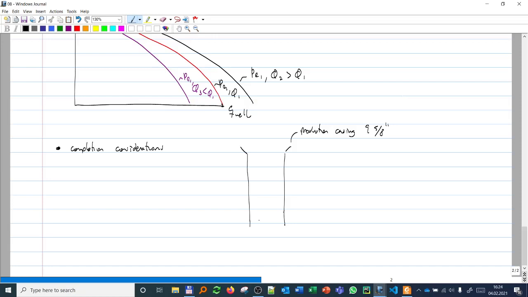Okay, but sometimes I also have some liner hung someplace in the well. That could be a liner, that could be a smaller size. And if I want to send the tubing through it, then of course my tubing size has to be smaller than where I want to send it through. Okay. So as a completion consideration, simply, the tubing has to fit. It should be able not only to fit, but you should be able to run the tubing into the completion.